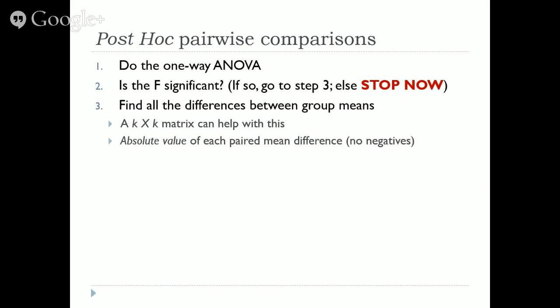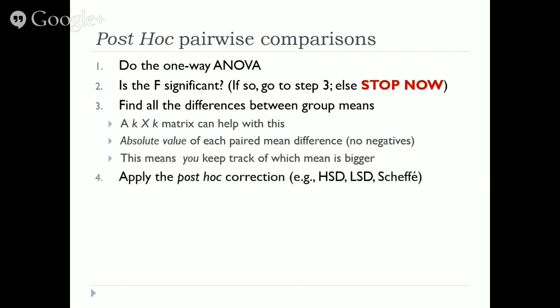Now we can conceptualize this with a k by k matrix. In other words, k is the number of groups, so number of groups by number of groups. When we look into these differences between means, it's helpful to look at the absolute value of each paired mean difference, because often the procedure used, like Scheffé test or HSD or LSD, will just say any mean difference of this big or bigger is significant, and anything smaller is not significant. So having this matrix of absolute values can be really handy.